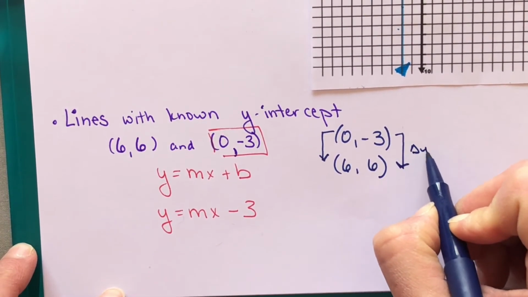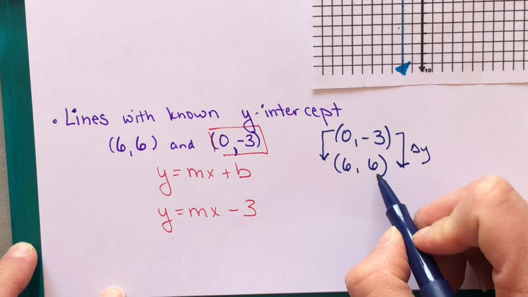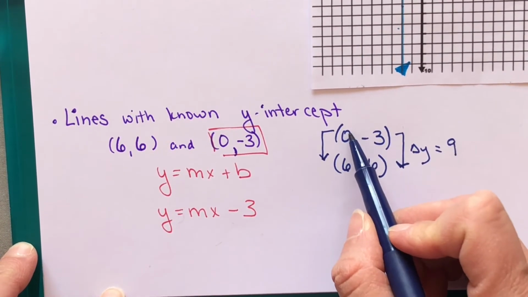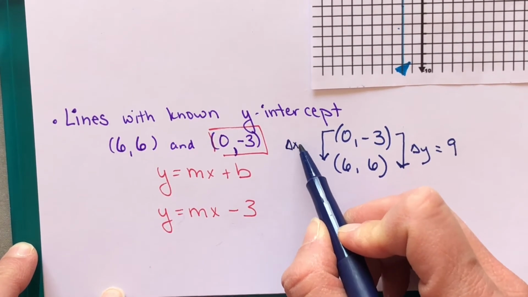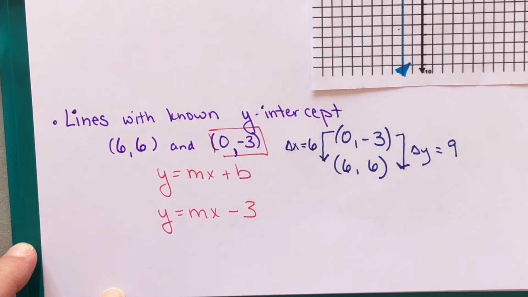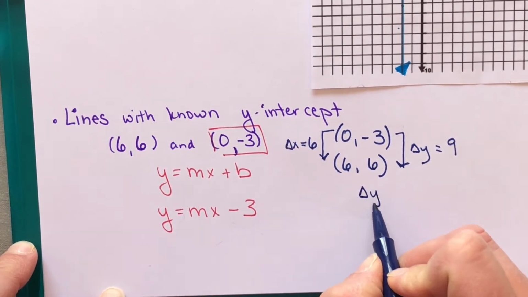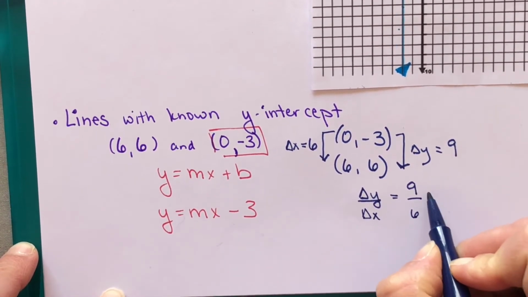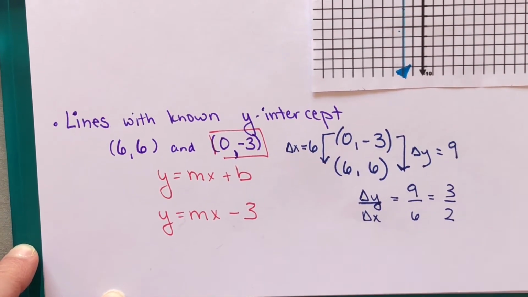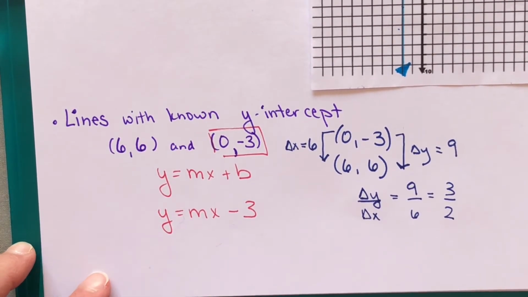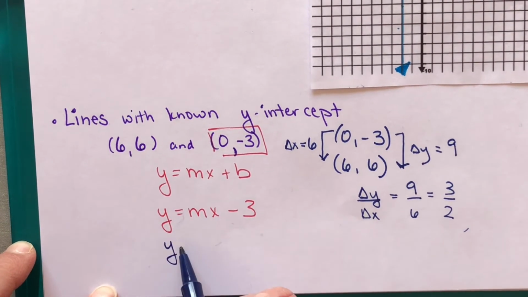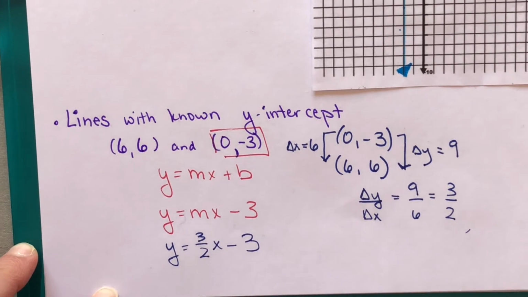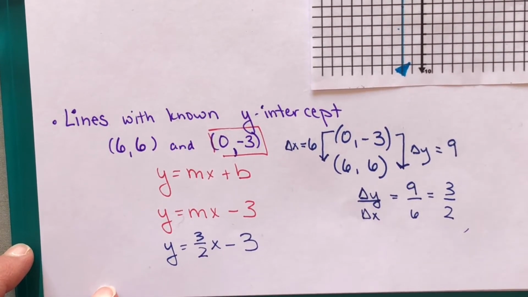So here's the change in y. We're going from -3 to 6. That's a change of +9. And here we're going from 0 to 6, so the change in x is going to be 6. So when I take change in y over change in x, I get 9 over 6, or 3/2. So that is the slope of my line. Now I can plug that back into the equation, and I have y equals 3/2 x minus 3.